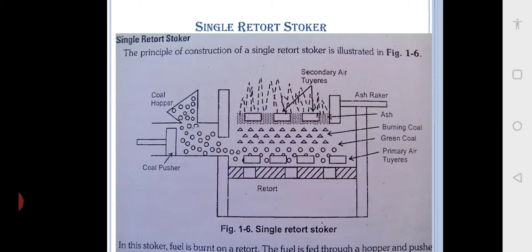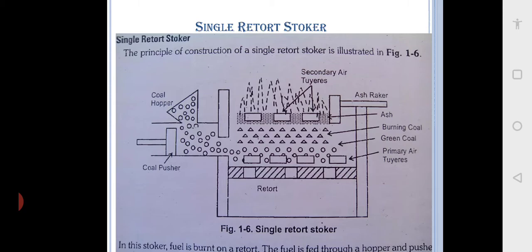Then I was talking about the single retort stoker and multi retort stoker. Like in your Sholay movie, when you want to put the coal in the boiler furnace, you have to take it manually by hand using a shovel, but that is not possible in a huge plant.